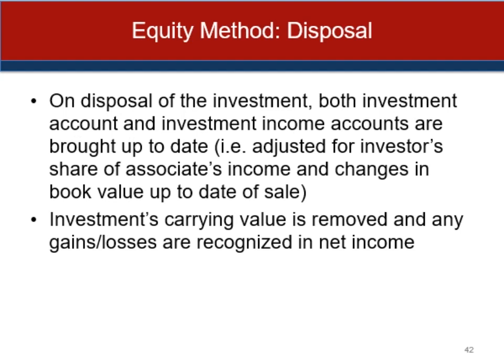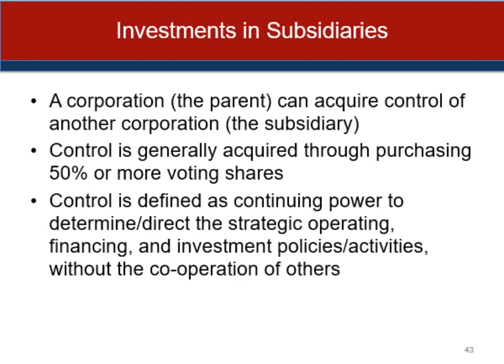On the disposal of an investment in an associate, the investment account, the balance sheet account and the income account would be brought up to date as of the date of sale. So you would record the associate's income up to the date of the sale, and then that investment carrying amount would be used to calculate the recording of gain or loss on the sale. That way you would be treating investment income properly in its character as investment income, and the amount of the gain or loss on sale would be treated properly as a gain or loss on sale.